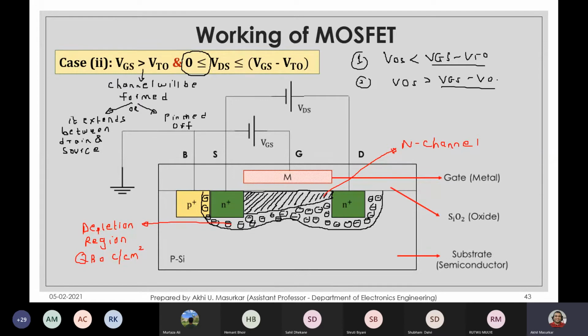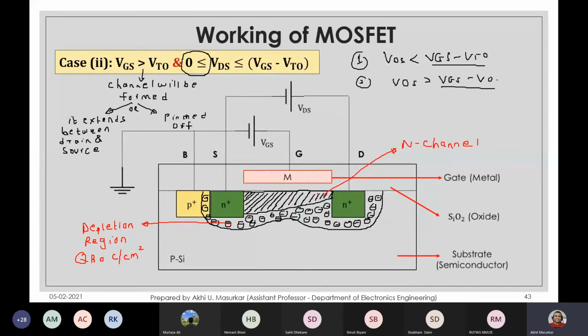Yes, Ritika, do you want to say something? Sir, why that channel isn't narrow towards the source? Yes, so this is the first question that you are going to ask. Can you just tell me who asked this question? I could not get it. Rutvij. So Rutvij asked why this channel is big on the source side and small on the drain side. Okay, so I am coming, that is the next thing that we are going to do.